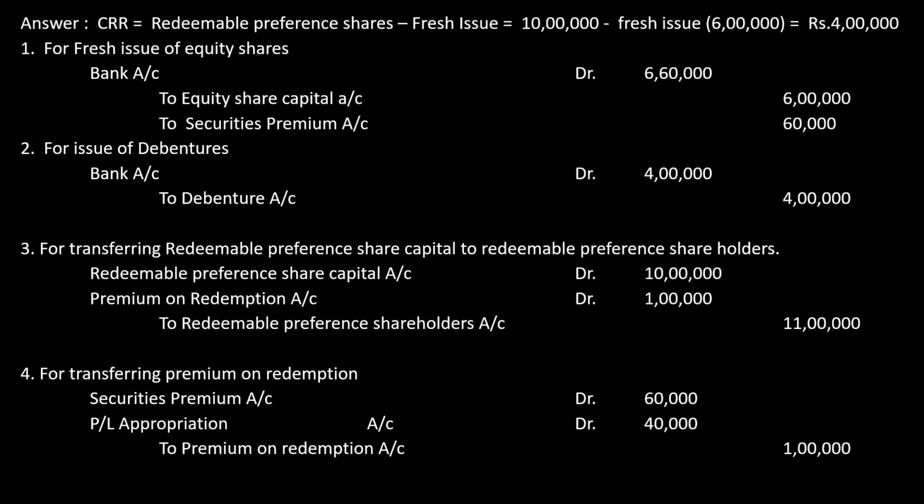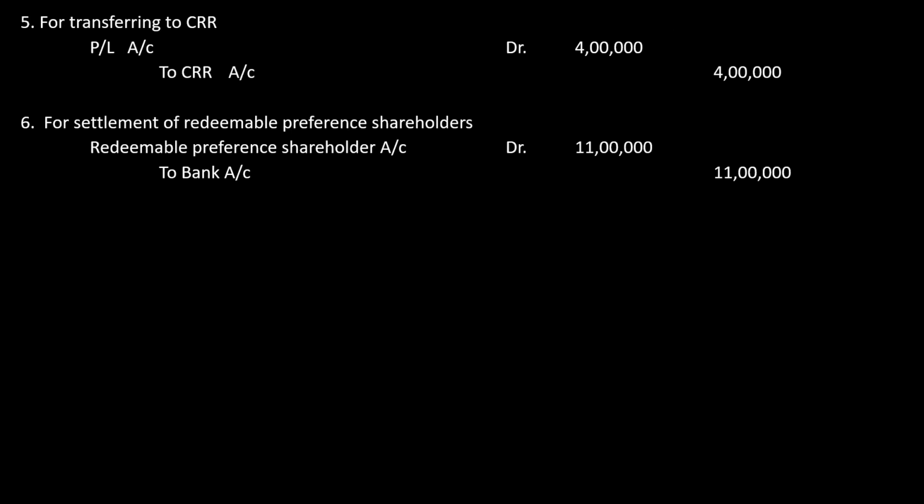Now next, I have to look at the CRR. What is the CRR I have to take? 4 lakh. So we will see the next slide. P&L account debit to CRR 4 lakh. Then redeemable preference shareholders to bank 11 lakh. So that's it. There's no need to do your balance sheet because you're not given a balance sheet. So that's it for this sum.